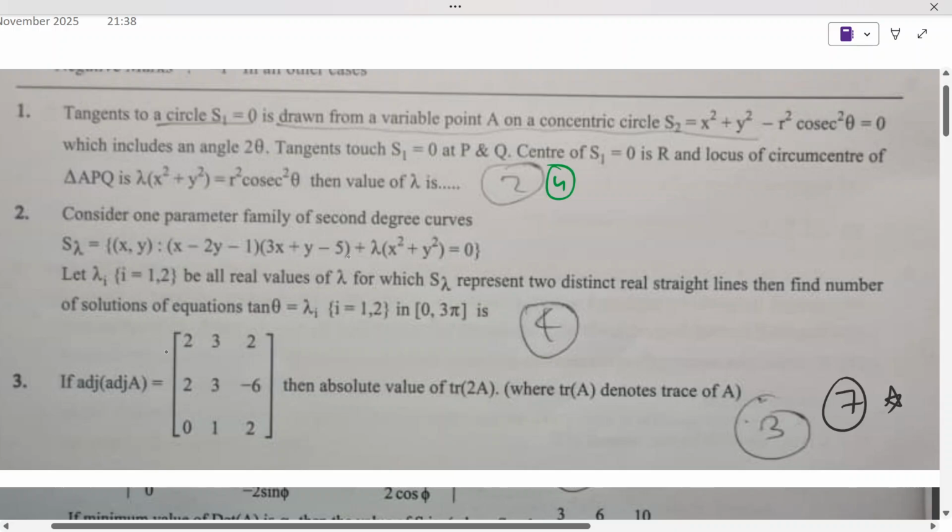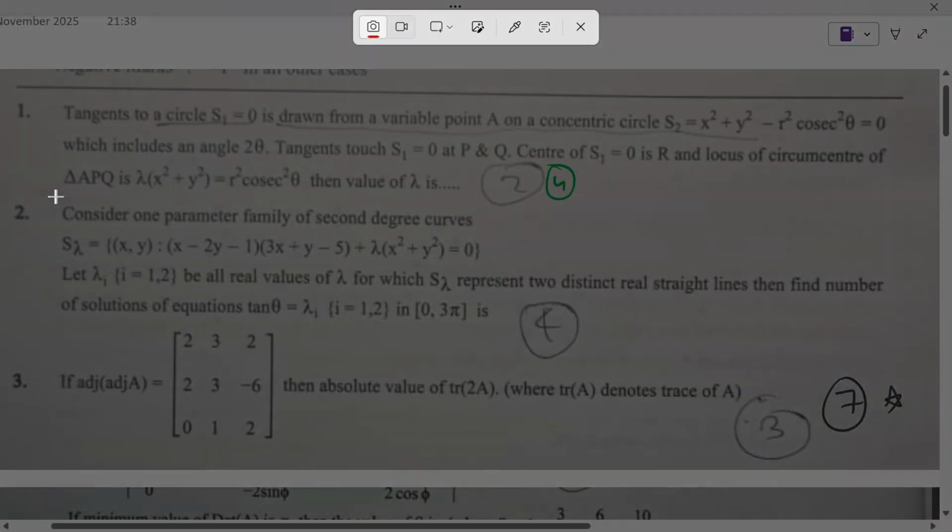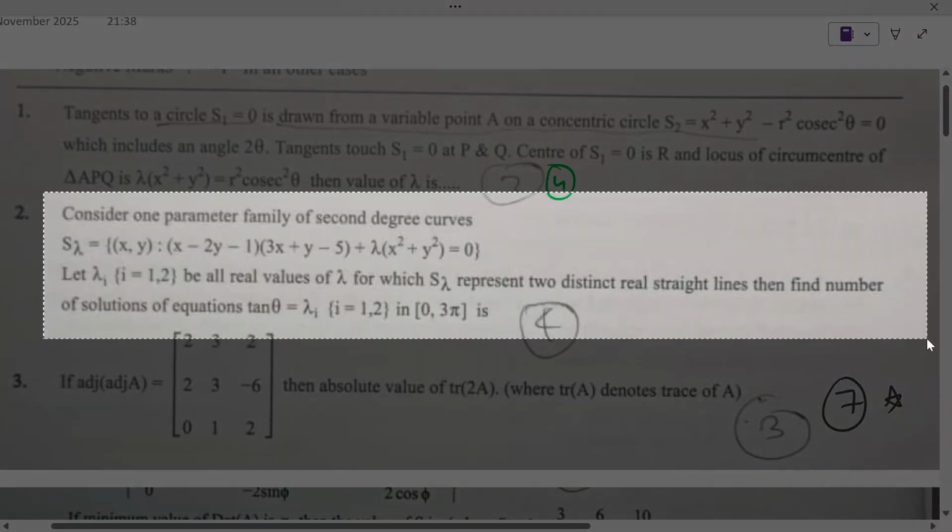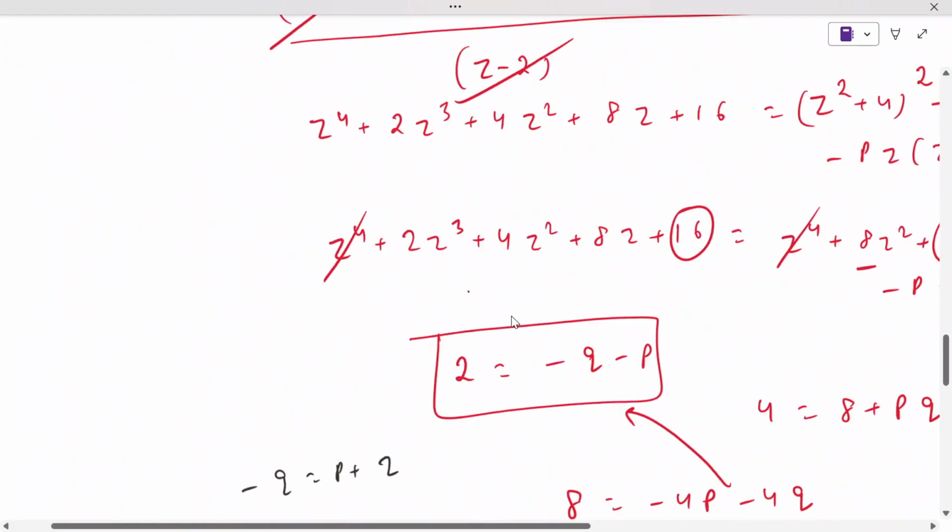Okay, let's start the second. Let's solve the second one. We'll just get back to this for the last. Okay.